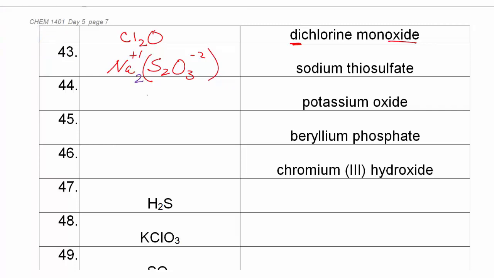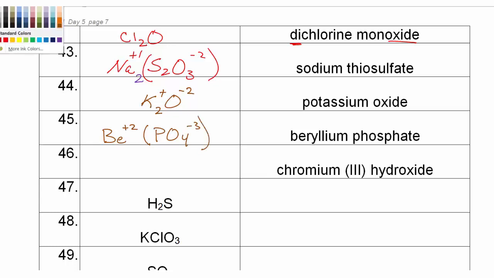Potassium oxide. Potassium oxide, 2 there. Beryllium phosphate. Where is beryllium? Beryllium is in group 2, so it has to have a +2. Beryllium phosphate, polyatomic ion. So where do these charges go? Make them subscripts. 3 and a 2.